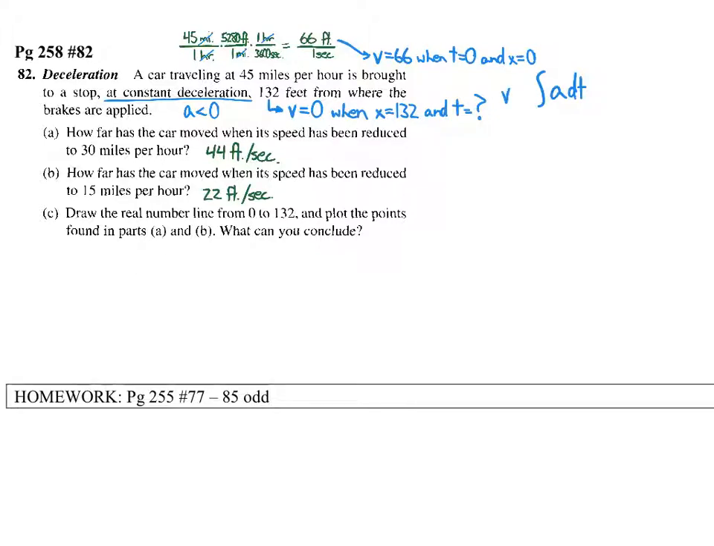then my velocity at time t is going to be given by the integral of the acceleration. So that's simply at plus c. Now what's our initial velocity, our starting velocity? 66. So v of t equals at plus 66. Okay?